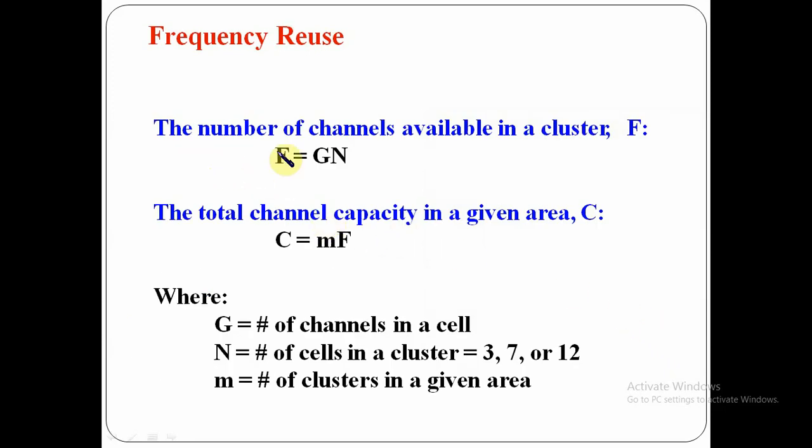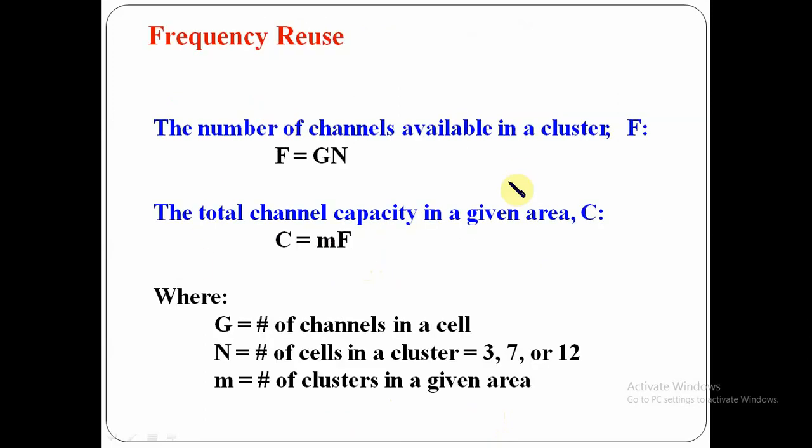For the number of channels we have one formula: F equals G over N, where G is the channels in a cell, and N is the number of cells in a cluster, that is 3, 7 or 12. The total channel capacity is given by C, where M is the number of clusters in a given area. It depends on the area of that cluster and how many cells are in one cluster.